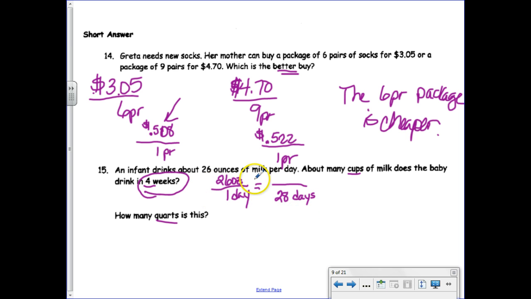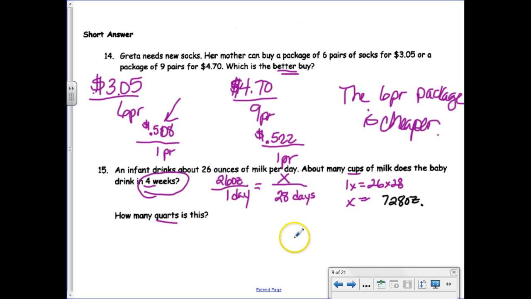Okay, so now let's figure out what this missing one is. So I get 1 times x is 26 times 28. Okay, and I calculate that out with my calculator. All right, when I multiply that out, I end up with 728 ounces. Or fluid ounces, I guess I should call that.